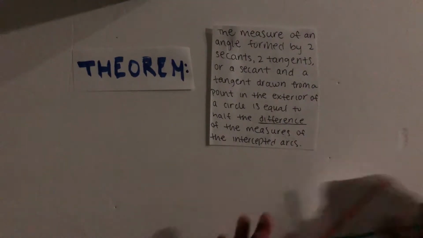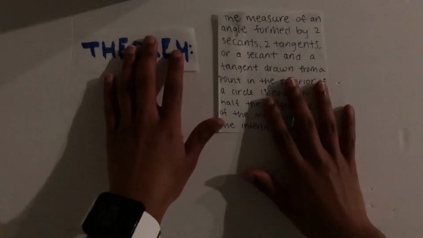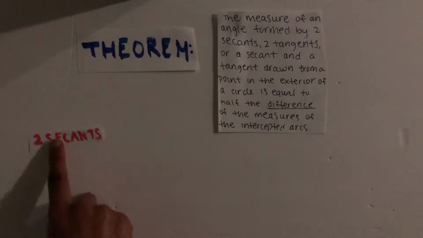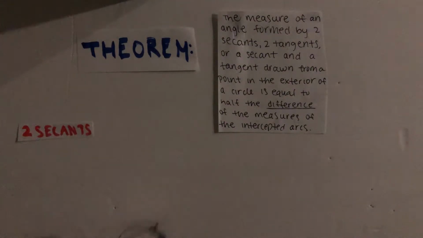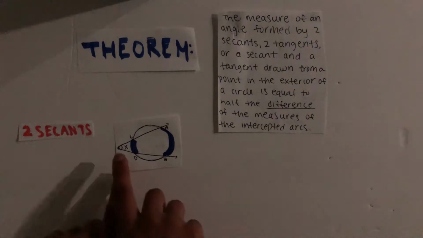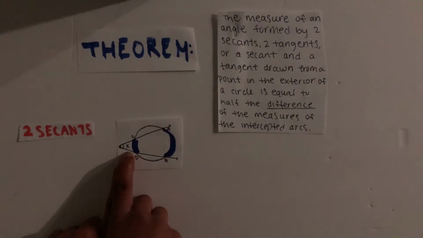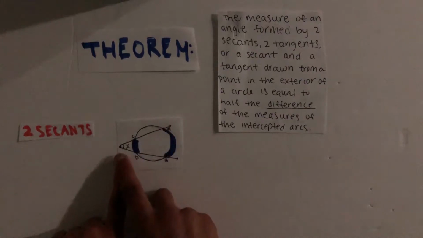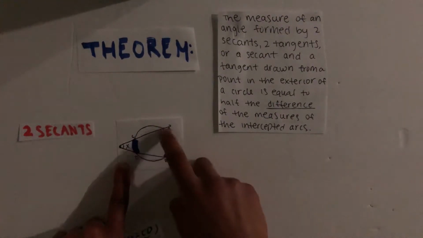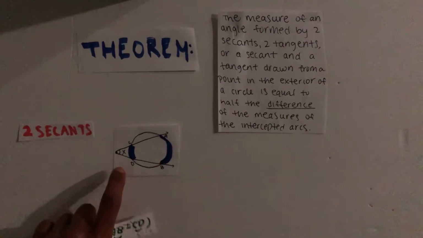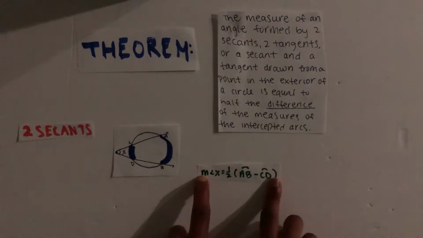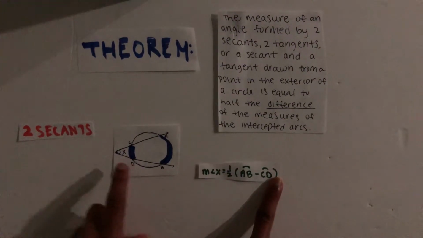Okay, so first let's bring in the two secants example. So in this case, this would be the diagram, where x would be right here on the outside, and both of these are secants, and the arcs highlighted are this arc and this arc. And let's show the formula. This is the equation of how to find the measure of the angle.